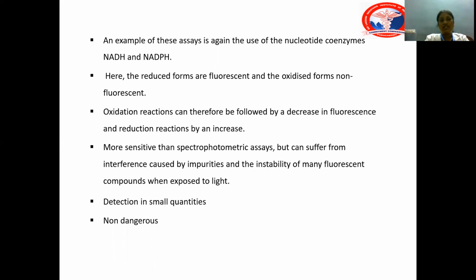An example of these assays is the use of nucleotide coenzymes NADH and NADPH. Here the reduced forms are fluorescent, whereas the oxidized forms are non-fluorescent. So oxidation reactions can be followed by a decrease in fluorescence, and reduction reactions will be followed by an increase in fluorescence. This fluorescent detection method is more sensitive than spectrophotometric assay, but can suffer from interference caused by impurities, which will also fluoresce and will interfere with the fluorescence of the substrate.